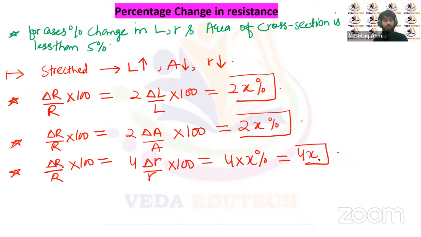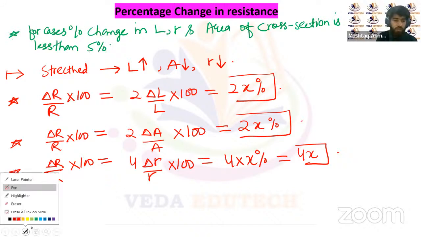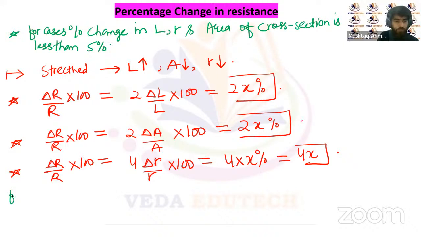Now we'll be using these equations, and one of the important relations is how we calculate the percentage change in the resistance if the percentage change in length, area of cross section or radius of the conductor is greater than 10%. For greater than 10%, the resistance of a conductor upon stretching is proportional to L square.